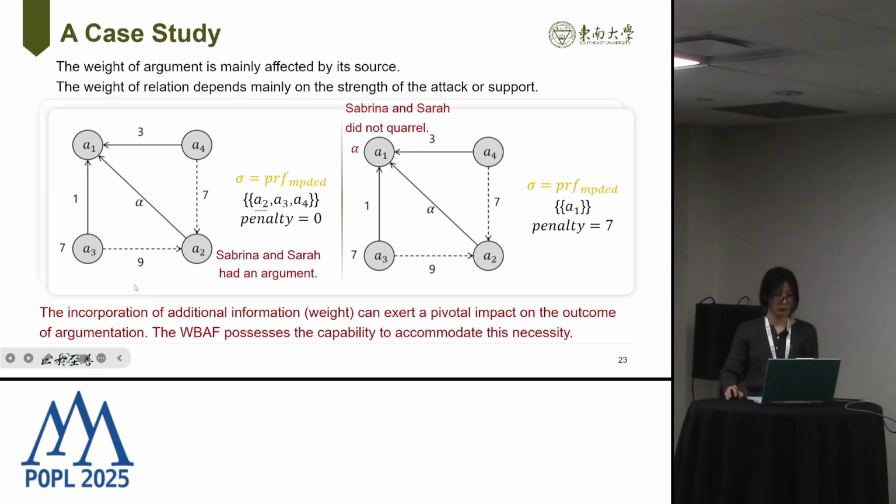Finally, we model the case as the corresponding weighted bipolar argumentation framework on the left. The result can be proved to be consistent with the conclusions in the original case. If we change the facts of the case, given the assumption that Sabrina and Sarah did not quarrel, the results will change accordingly. It is evident that the incorporation of additional information can exert a pivotal impact on the outcome of argumentation. And the weighted bipolar argumentation framework we propose here possesses the capability to accommodate this necessity and adjust the results accordingly.